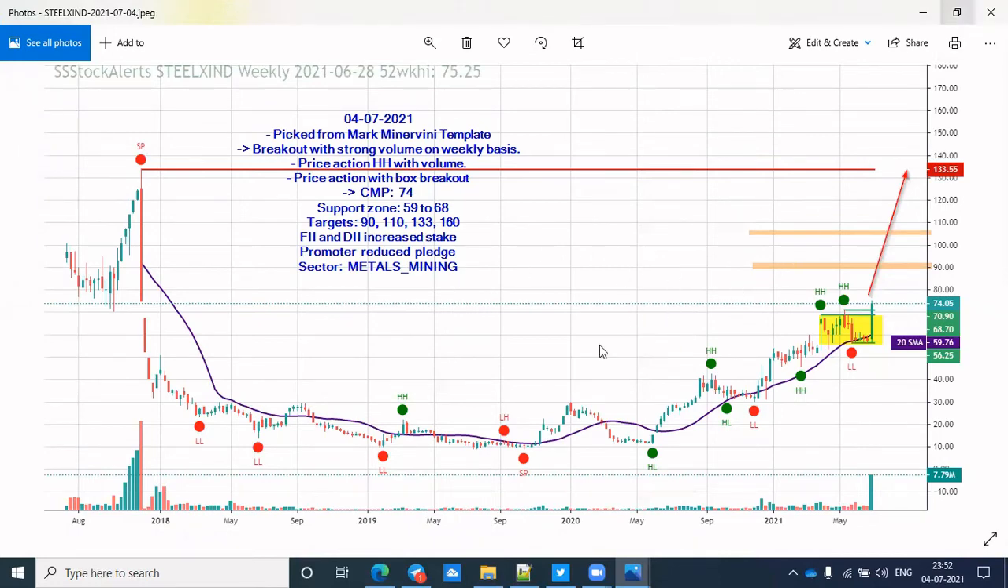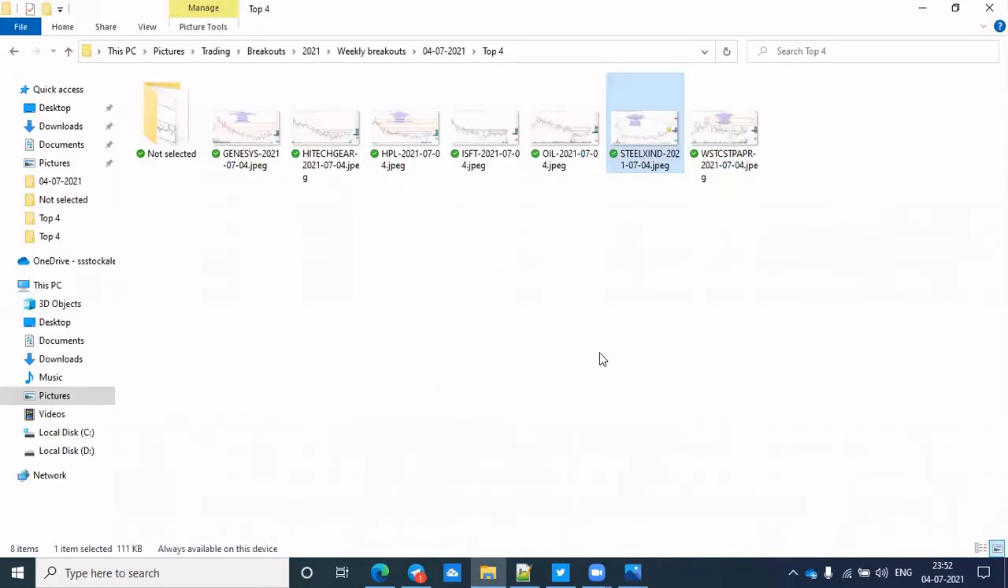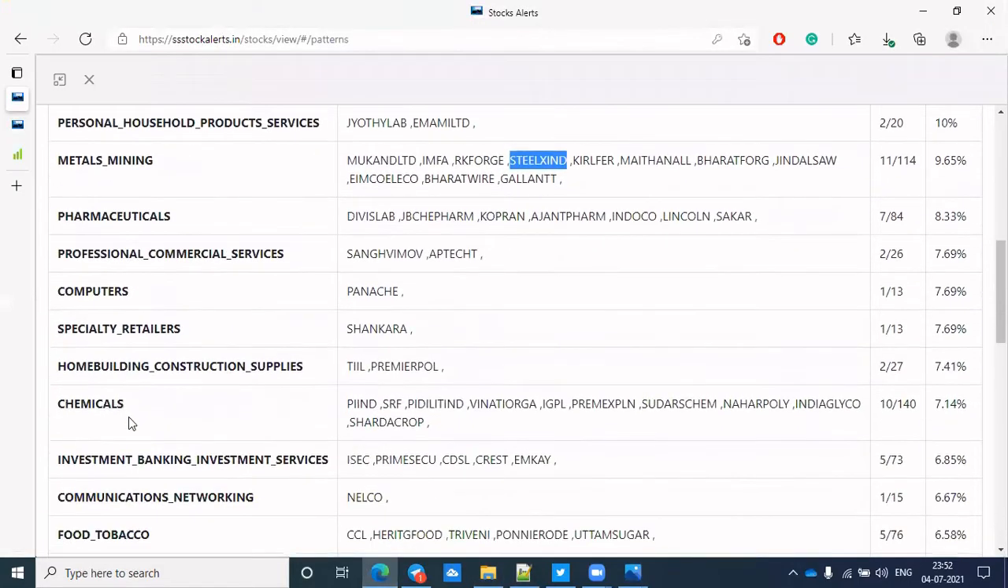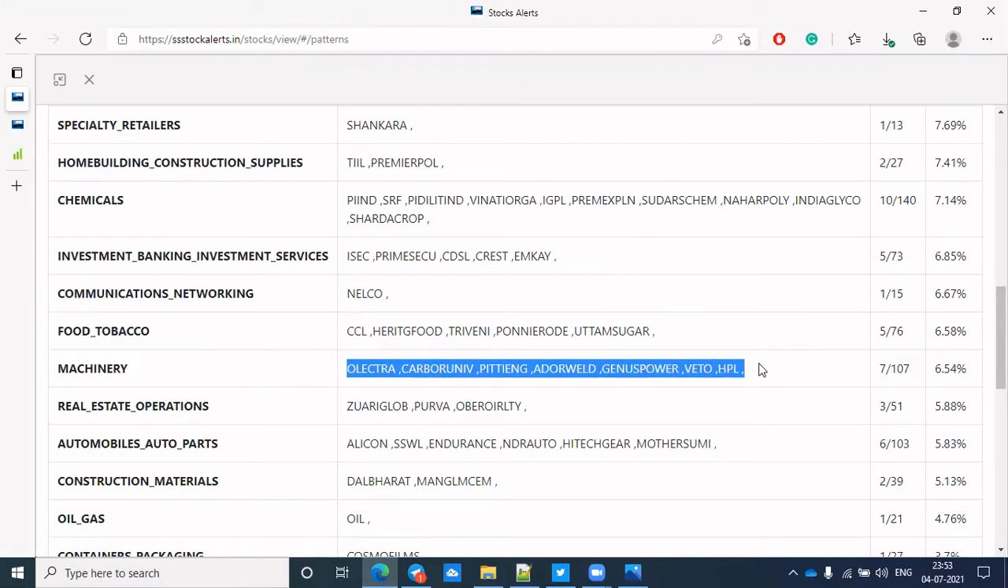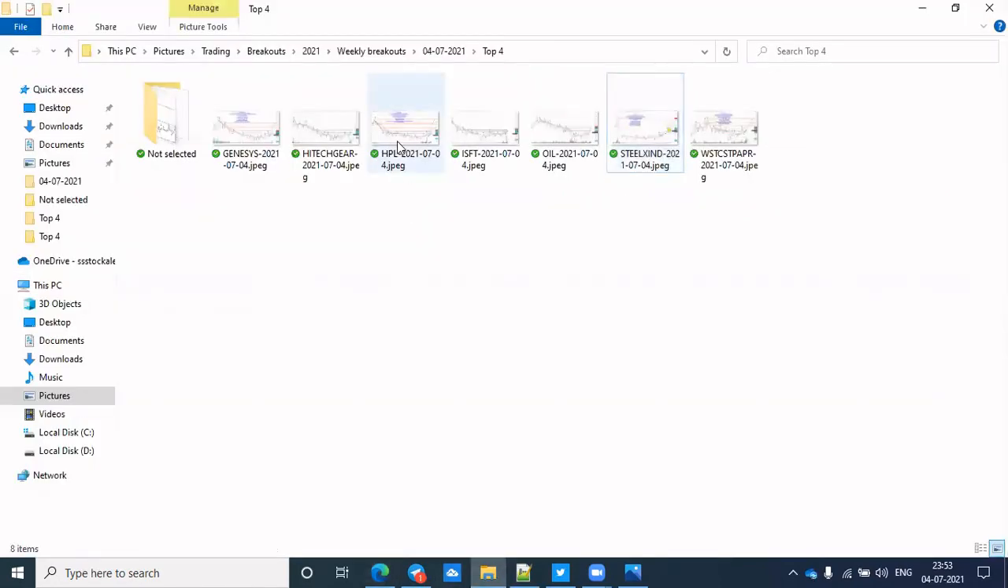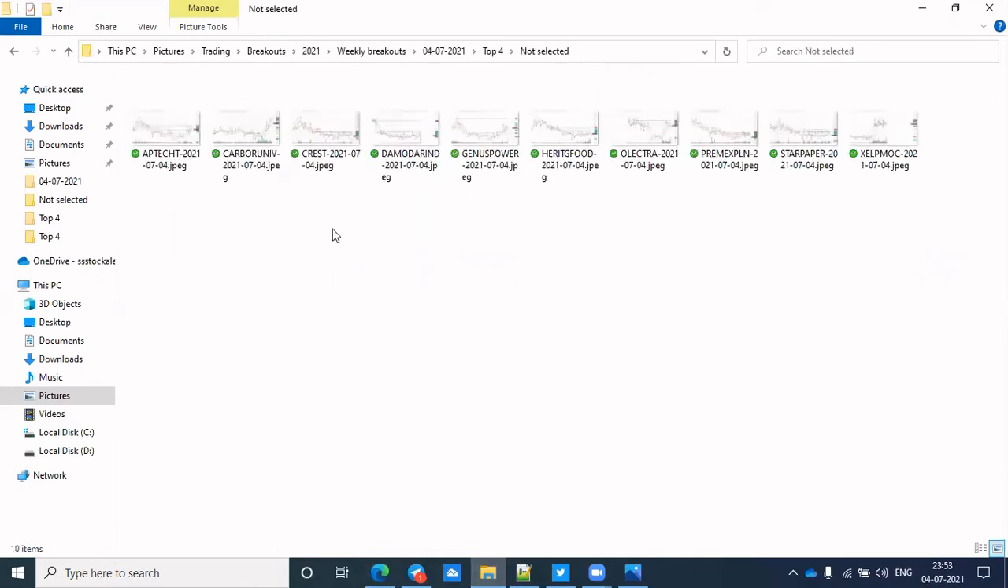So, let's go for the next stock. Another interesting fact: I came to the machinery sector, where I have downloaded multiple stocks in a single step. I have selected Electra, GNS Power and Vito, HPL. So four or five stocks I have downloaded in the first step. You can see HPL and Electra, and Janus Power is also there.